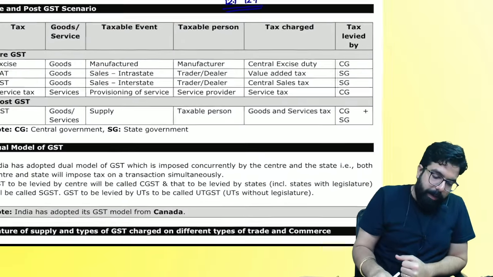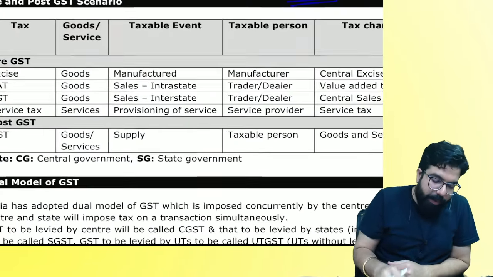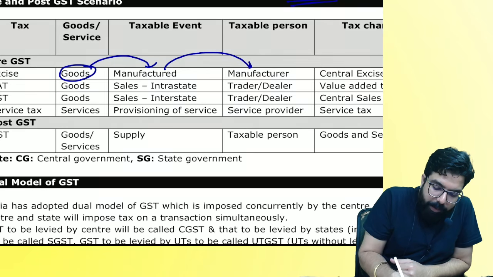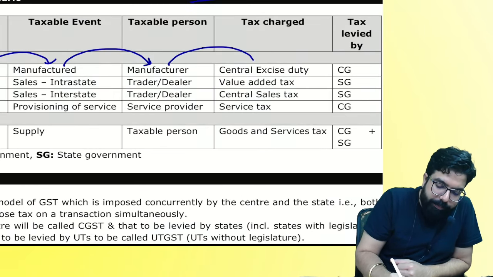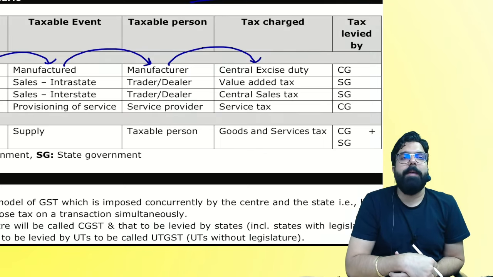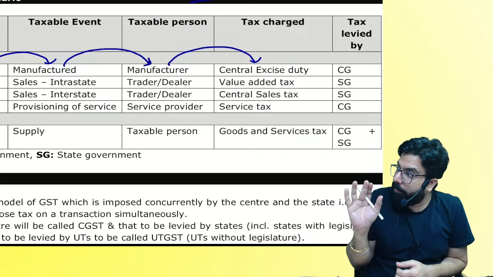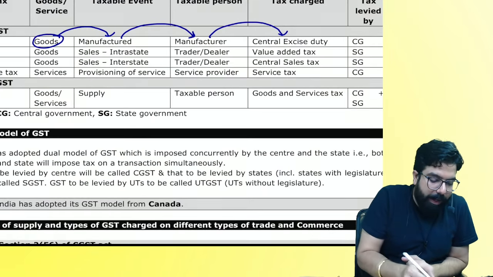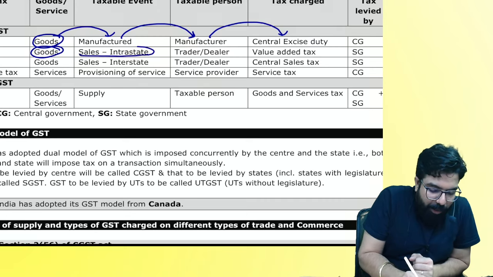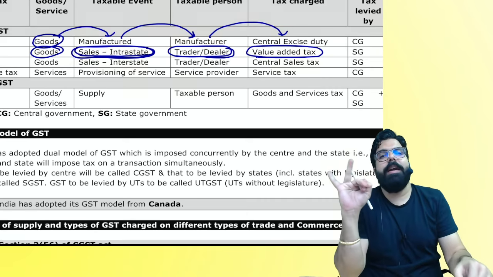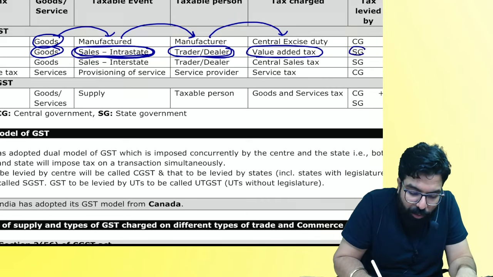Next. People, now listen. Earlier, what used to happen? Whenever goods used to be manufactured, by whom? What did he used to charge, everyone? Central excise duty. So if I am a manufacturer, earlier what I used to charge, everyone? Central excise. And what did I give to the government, everyone? Central excise duty. Earlier, whenever goods were being sold within the state by a trader, he used to charge what? Value added tax. And value added tax used to go to which government, everyone?